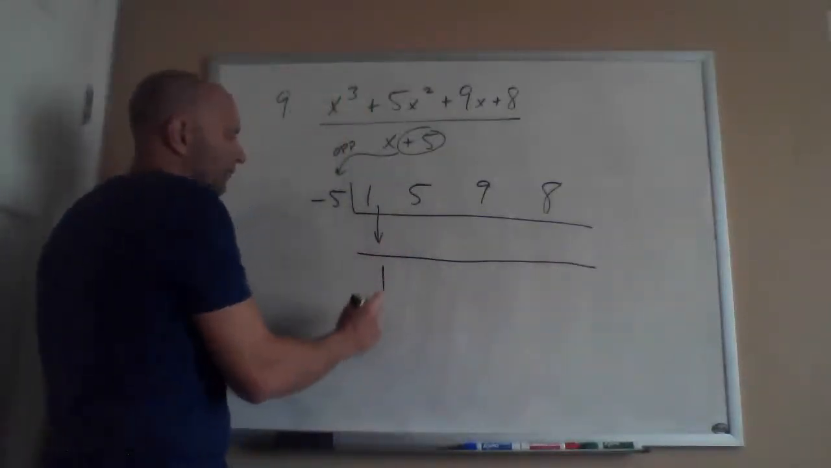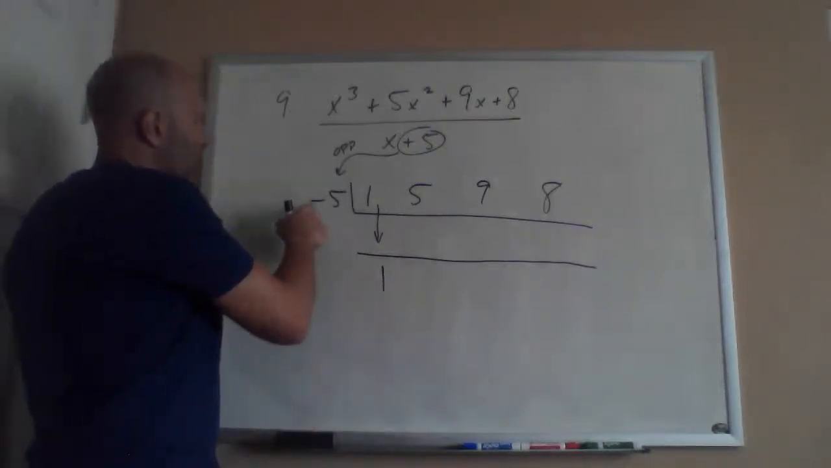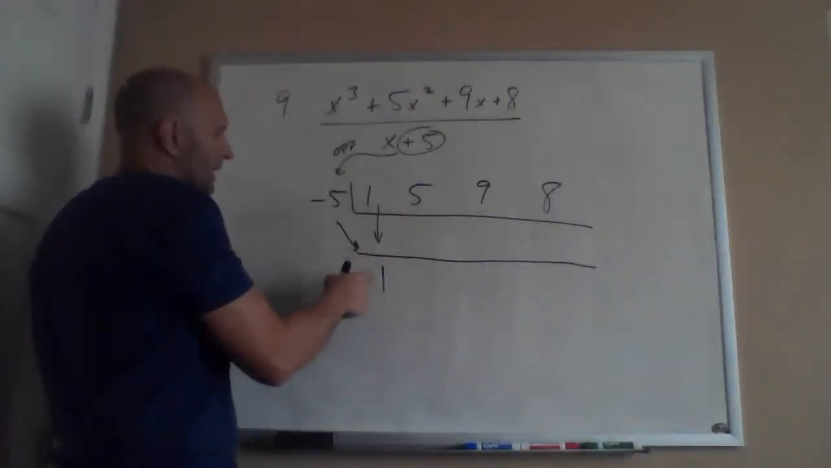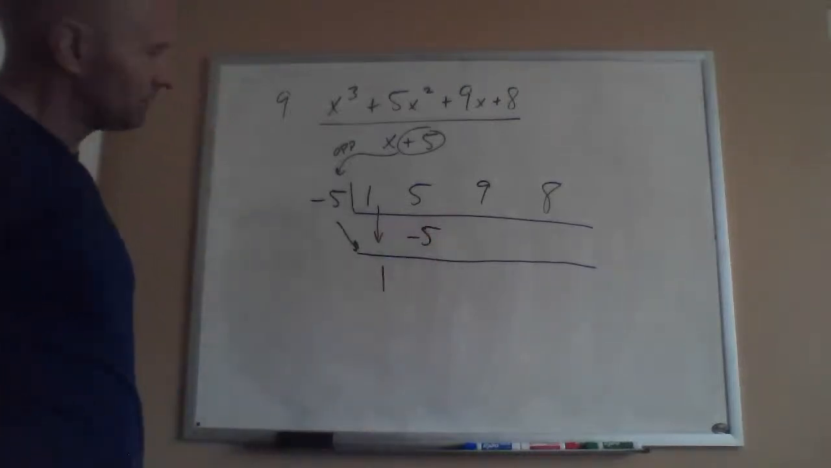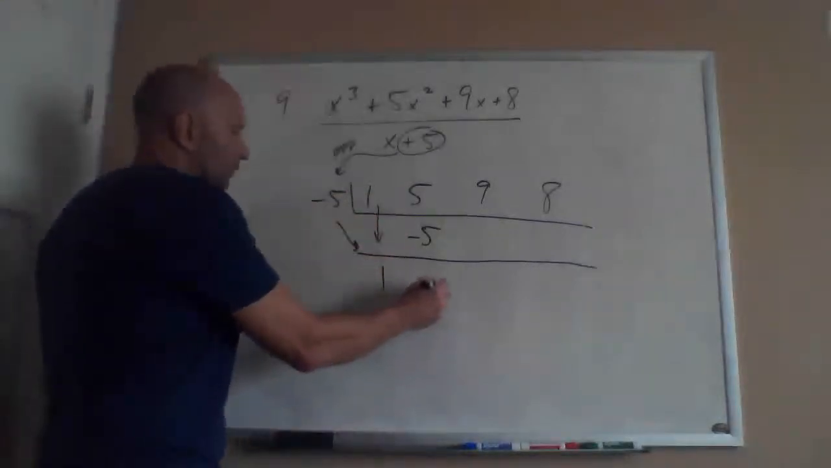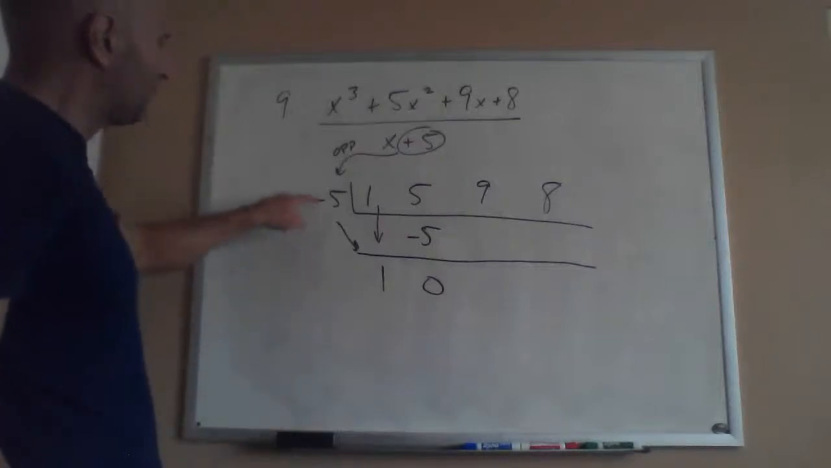Always just bring the first number down, 1. And we have what? Multiplication. Negative 5 times 1 is negative 5. That's what number comes up into the line here. And now just add these two. 5 minus 5 is 0. And then repeat the process over and over until I run out of numbers.